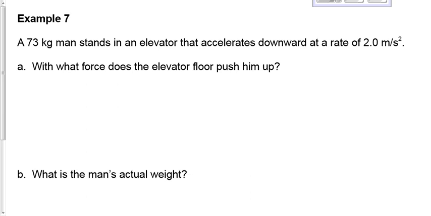Example number 8 is going to be another application. It's going to look a little bit different, but bottom line is they all boil down to the same thing. They're multi-force problems where we have to draw a free body diagram and then say F net is equal to the sum of the forces.